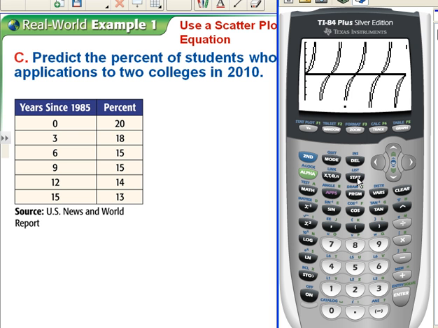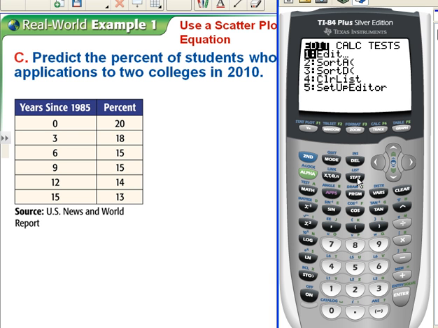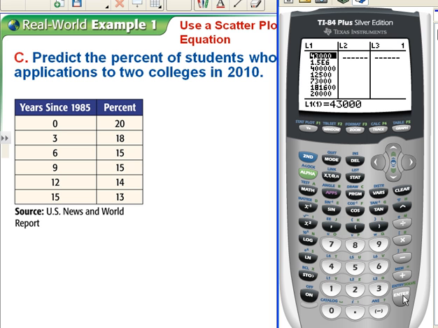And what we need to do is press Stat, Edit. And if you have a list, this is how you clear it out. You'll press the up arrow. You'll press Clear, do not hit Delete. And then you'll press the down arrow. You'll put years since 1985 into L1. So 0, enter. 3, enter, and so on. And then go to L2 and do the same there.